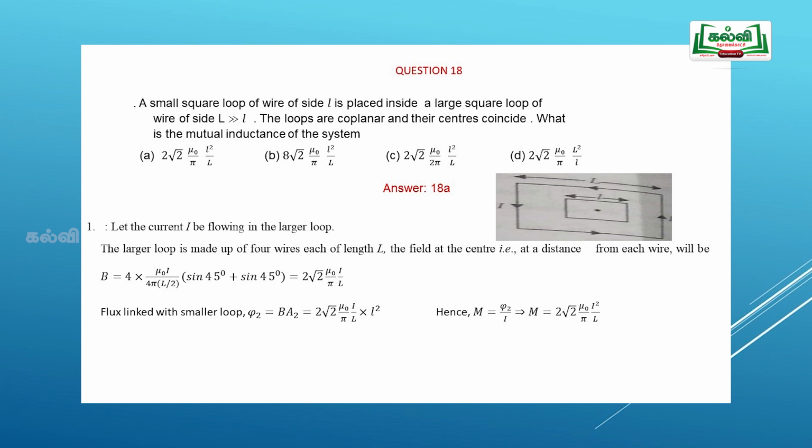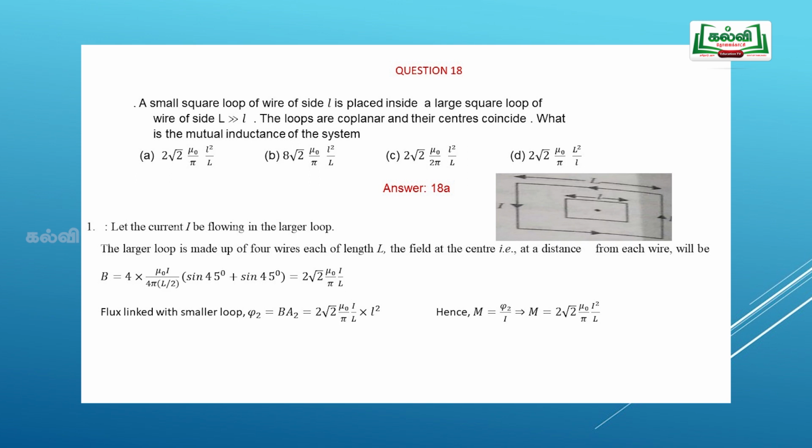What do you want, flux? What is it? BA. So you have B here. What is it you have to do then? A2. What is asked for? Mutual inductance of the system. Calculate the flux phi 2 linked with the smaller loop. Use the definition: phi 2 is equal to M i1. Right? So you have one phi 2 here based on this calculation, another phi 2 based on the definition of mutual induction. M is equal to phi 2 by I. This phi 2 should be substituted here by I. I gets cancelled. Then you get M to be 2 root 2 mu naught I square by pi L.